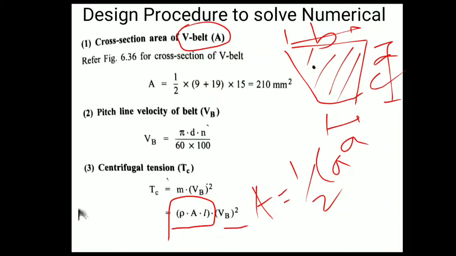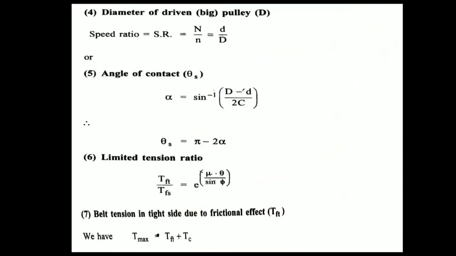Keep in mind, again I will repeat, in the case of the V belt drive, m in Tc equal to m v square becomes rho A L and Vb square, correct? A can be defined as B into T, no problem. Clear? Next will be the diameter. We know the speed ratio, bigger divided by smaller is equal to smaller divided by bigger in terms of the diameter and RPM. Now angle of contact alpha is equal to d minus.